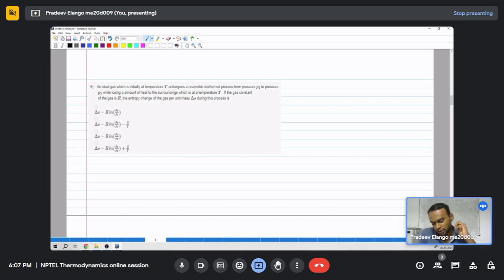Next problem. An ideal gas which is initially at temperature T undergoes a reversible isothermal process from pressure P1 to pressure P2 while losing Q amount of heat to the surroundings, which is at a temperature T. If the gas constant of the gas is R, the entropy change of the gas per unit mass delta S during the process is dash. It is given that it is a reversible isothermal process, and the pressure is changing from P1 to P2. So this delta S is R ln P1 by P2. So that is option C.